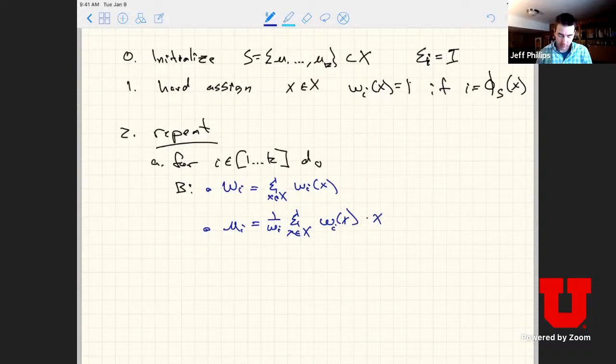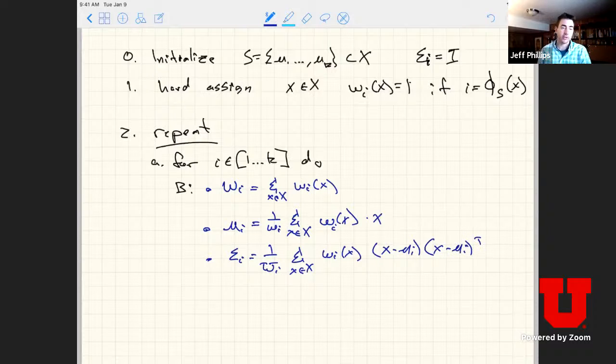Times x, right? This is the weighted average, and we're going to calculate the covariance here, which is again going to be this weighted average. And we have the mean now, so now we can calculate the covariance. Let's see, it's the weighted covariance here, x minus mu_i, x minus mu_i transpose, right? So this gives us the weighted covariance.